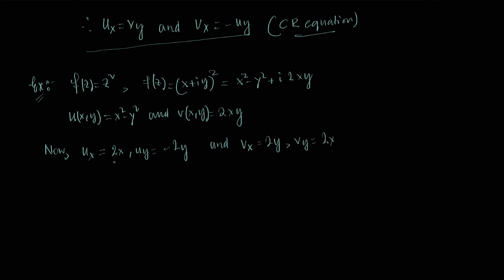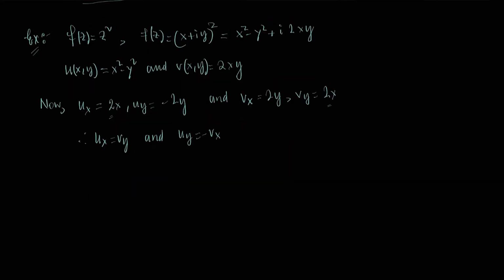So you see, u_x is nothing but v_y. And v_x is nothing but minus u_y, and u_y is nothing but minus v_x. So it satisfies the CR equation, which it should, right?